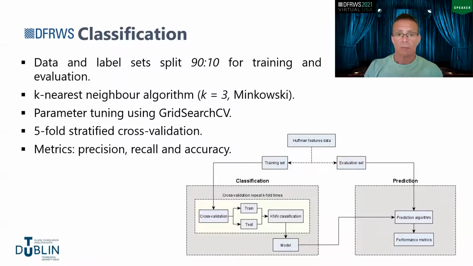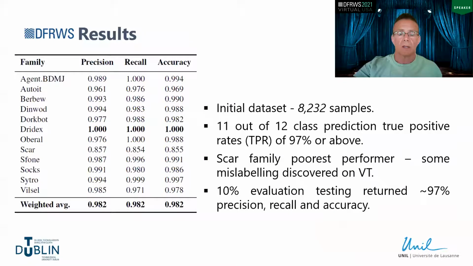The metrics used are precision, recall and accuracy, just because accuracy alone, which was used in most cases in previous works, doesn't give a good overall picture. Precision and recall will obviously give a better indicator of how the models performed. So the results on the initial training set were good. 11 out of the 12 families were predicted with a TPR of 97% or above.